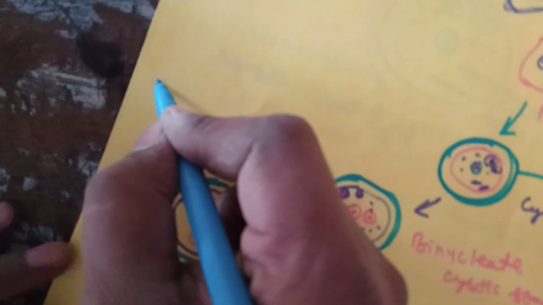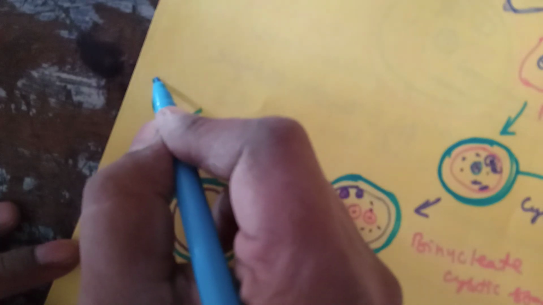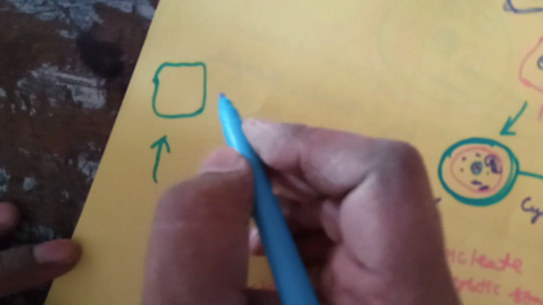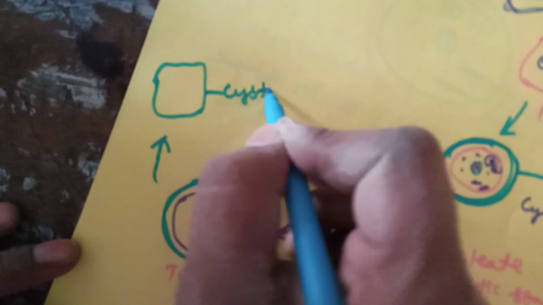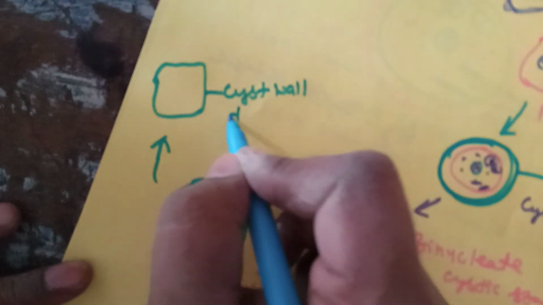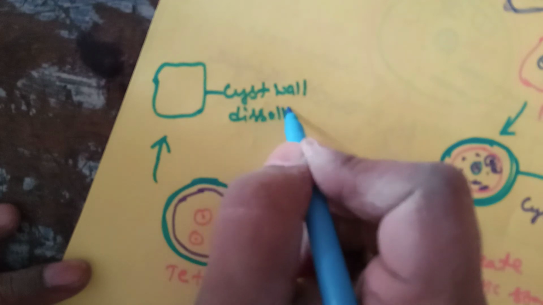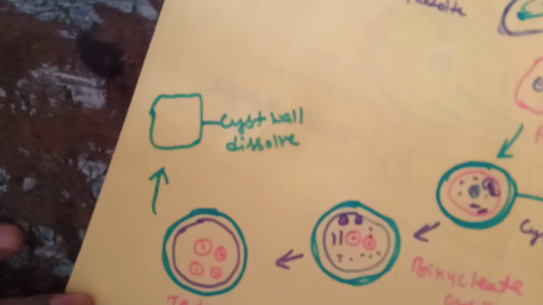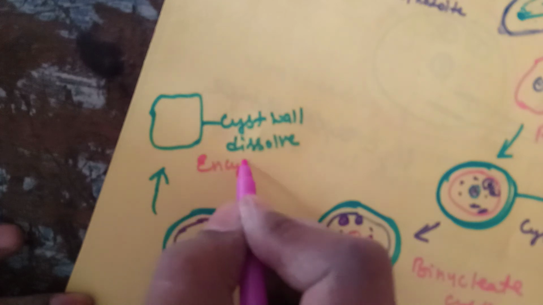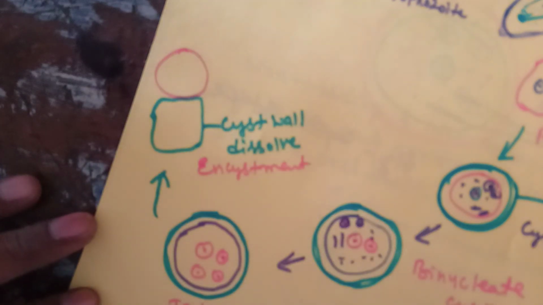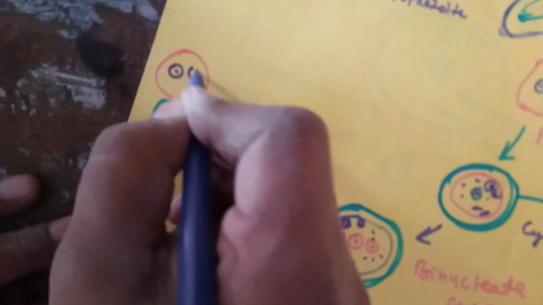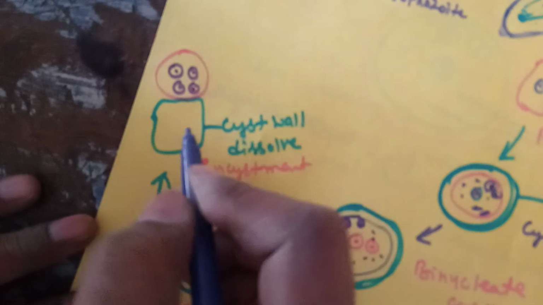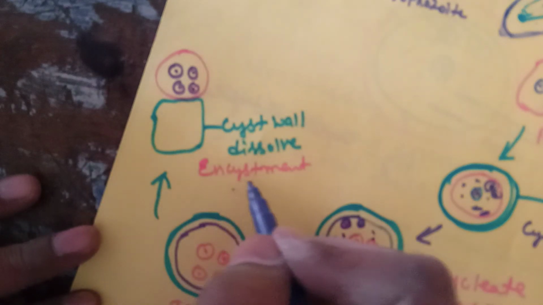In the second person's small intestine, the trypsin enzyme dissolves the cyst wall. This stage is called excystment. The four-nucleus Entamoeba comes outside when the cyst wall dissolves.